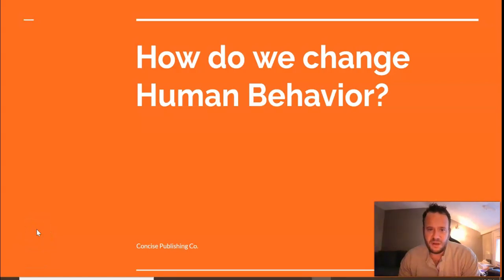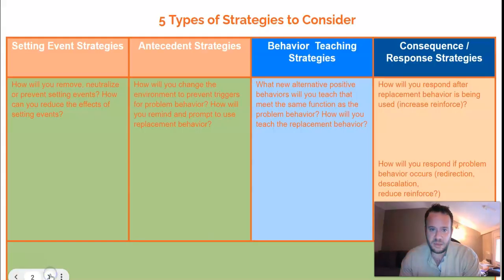For our first video here, I thought we'd have a kind of general conversation around how we shape and change human behavior. Our primary target is students, but this is used in many other places. So first we're going to talk about 5 types of strategies to consider, and then we'll look at a real-world example. So first is setting events.